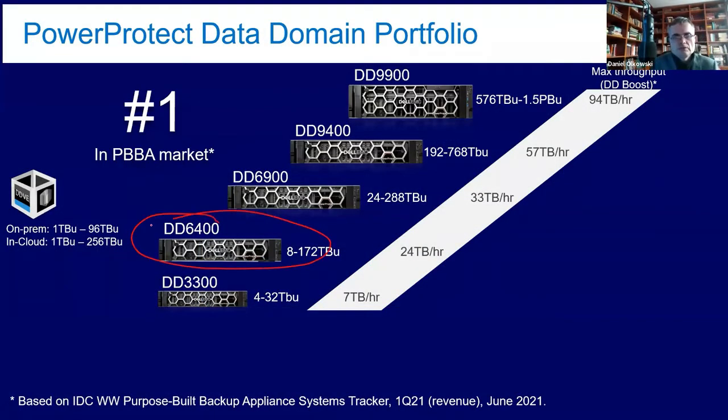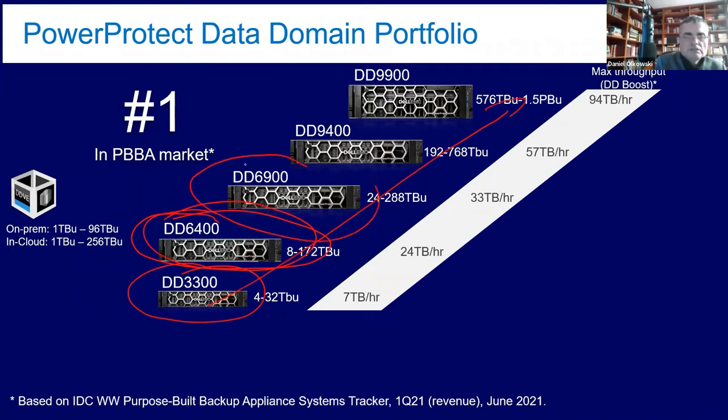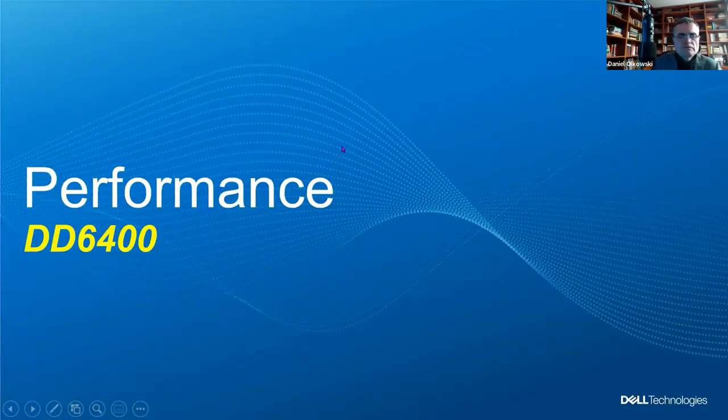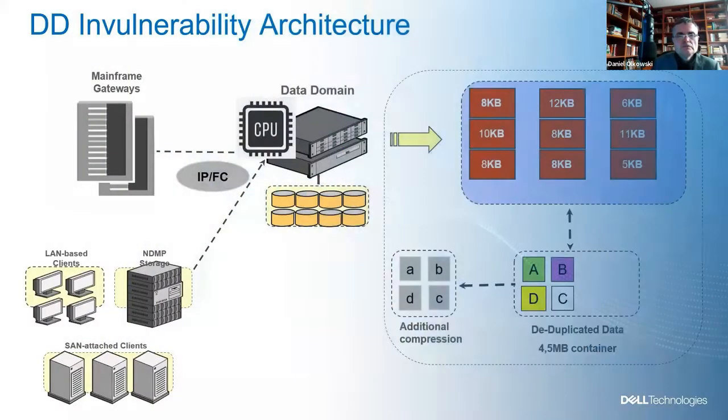DD6400, which is our hero today, of course, is part of a broader portfolio of models that scale this way: starting from DD6300, DD6400, our hero today, DD6900, DD9400, and DD9900. We also have Data Domain Virtual Edition that can work on any storage. So let's start with the performance that DD6400 provides.